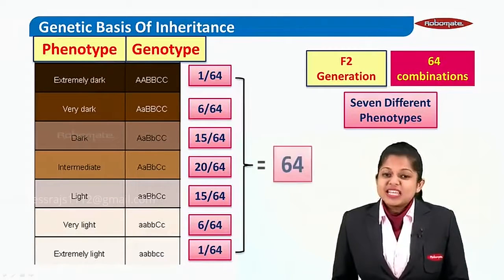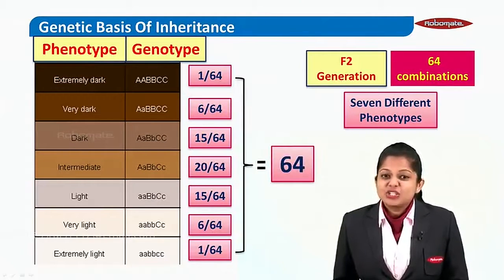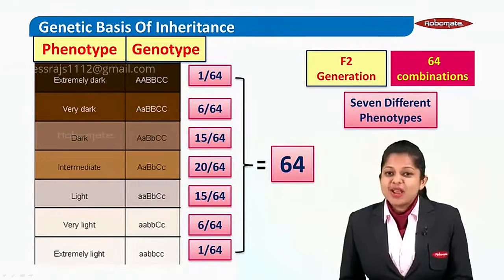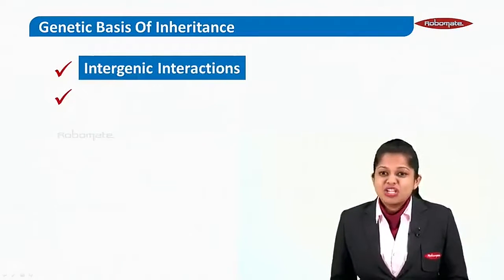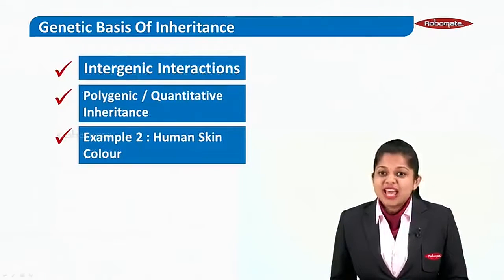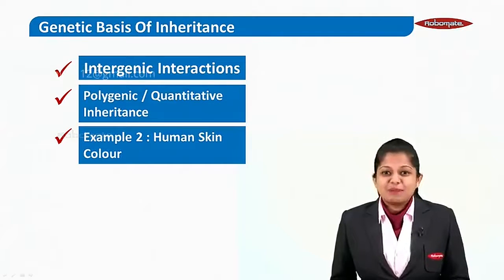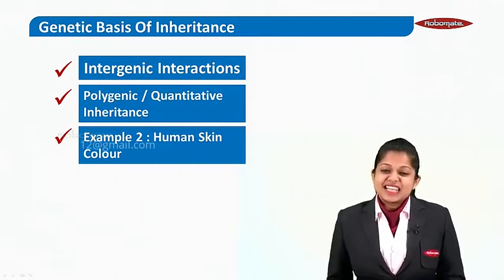So students, here we see that we get a cumulative result of 64 when we add 1, 6, 15, 20, 15, 6 and 1. With this module, we have finished our second example, human skin color, and also our topic, genetic basis of inheritance. Thank you.